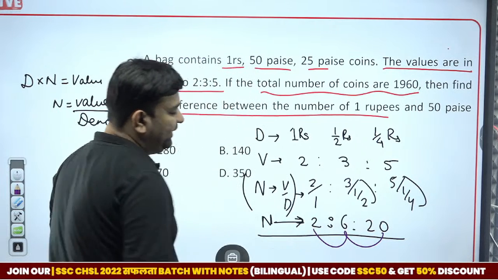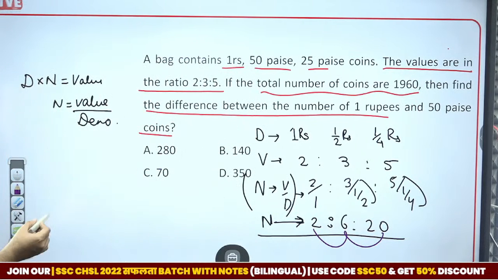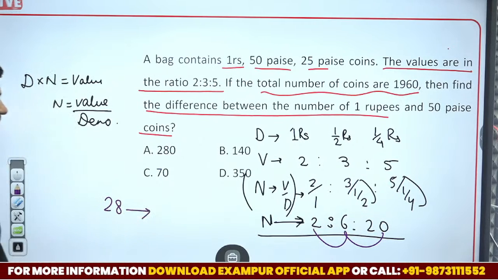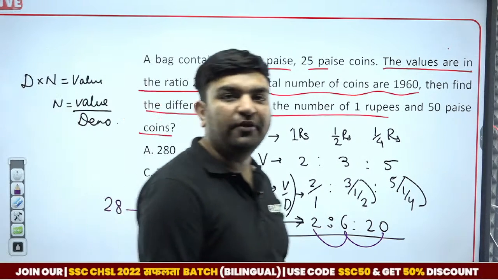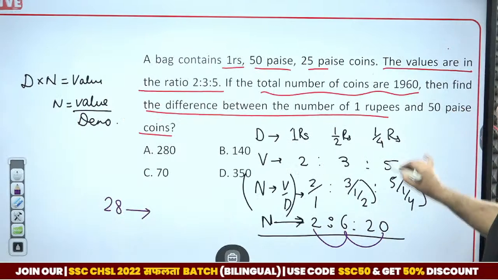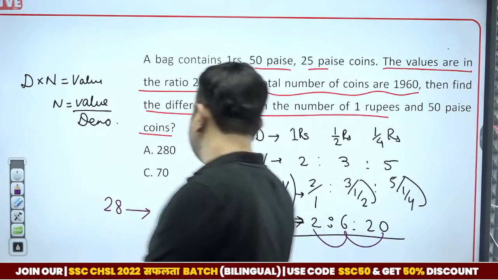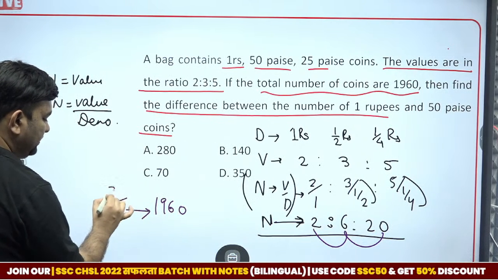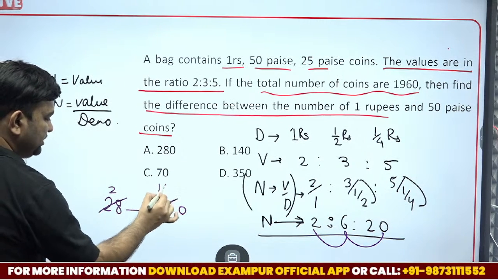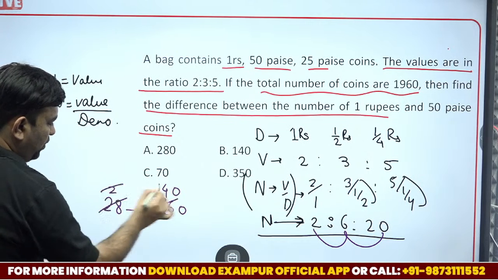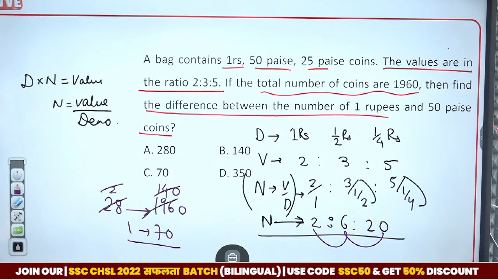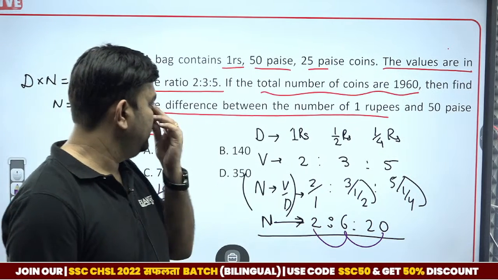2 plus 6 plus 20 is 28. According to the ratio, number of coins are 28, which is given as 1960. 28 times 70 is 1960, so 1 is equal to 70.